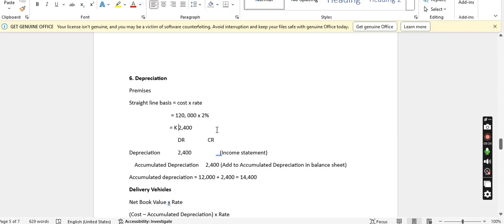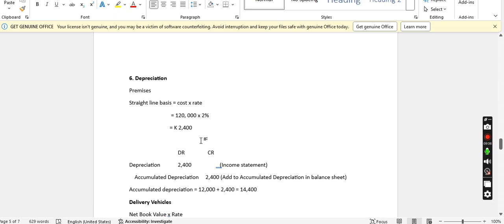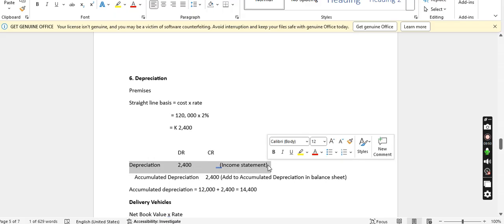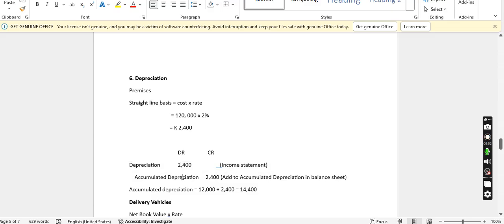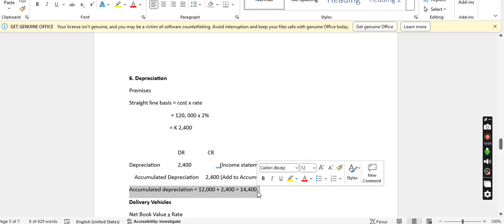So, for your general knowledge, whenever you calculate the depreciation expense for the year, this is the general entry. You debit the depreciation expense 2,400, which will appear on the income statement. Then you credit accumulated depreciation 2,400. So this credit entry here is being represented by this addition we're doing here.